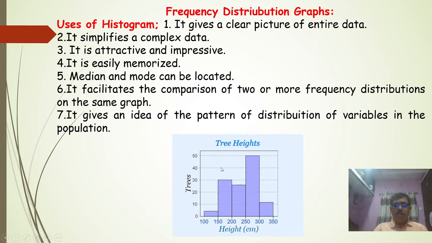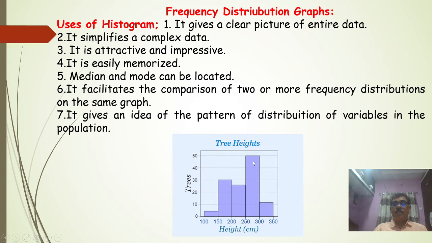Here you can observe the height of the trees and the number of trees. So 30 trees have a height in between 150 to 200 centimeters. Then 5 trees have a height in between 100 to 150 centimeters. Then next, 25 trees have a height in between 200 to 250 centimeters.